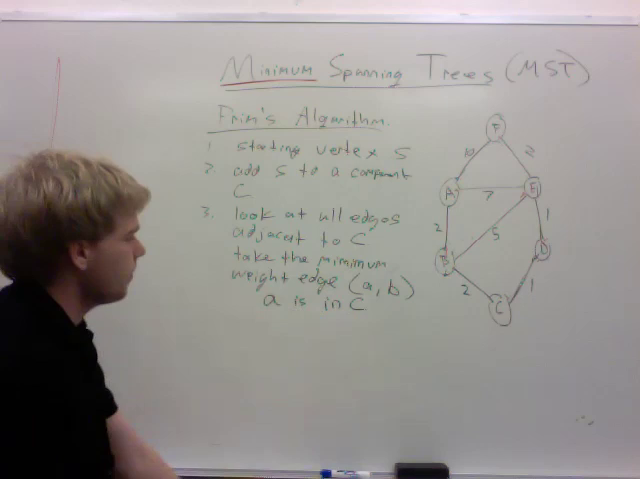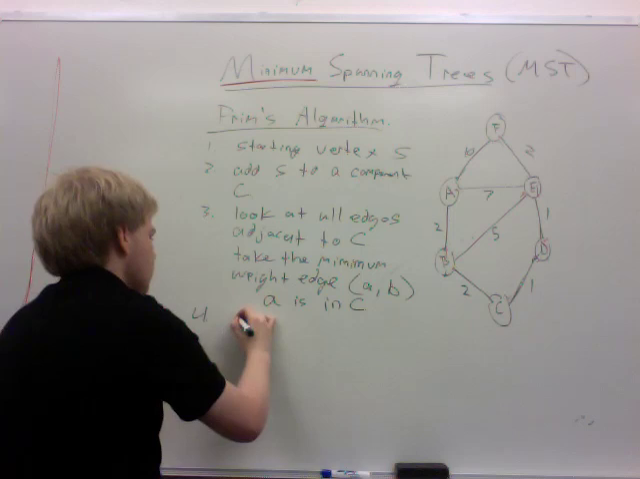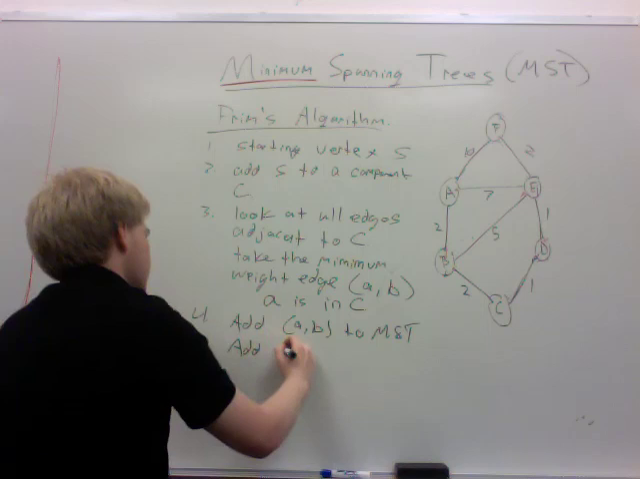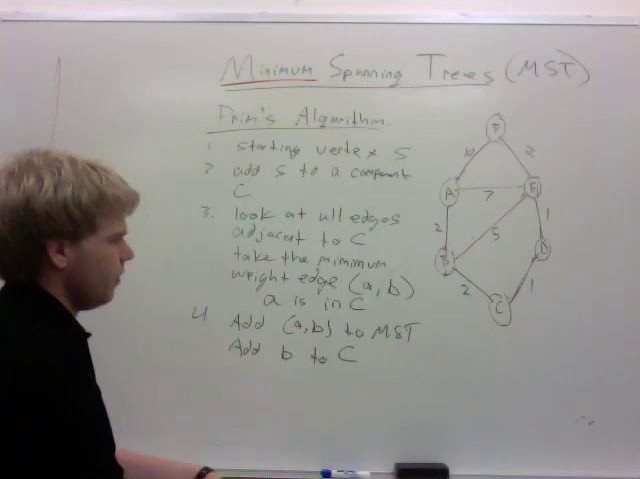So if that's the case, then we're going to add AB to our minimum spanning tree, and we're going to add B to our component. And we're just going to keep doing this until everything's in our component, until we've seen everything.